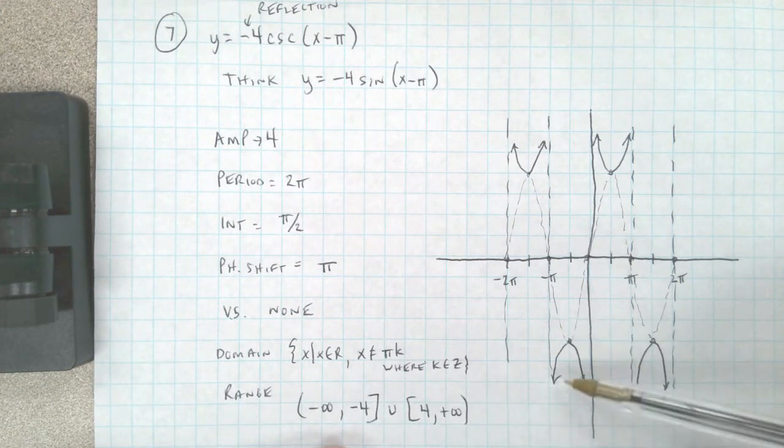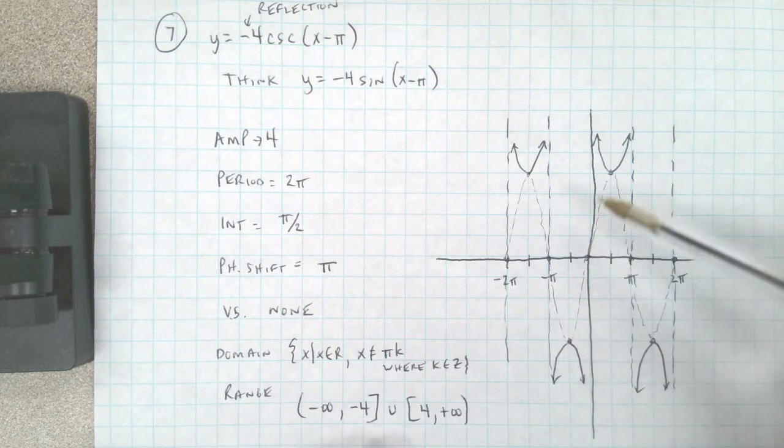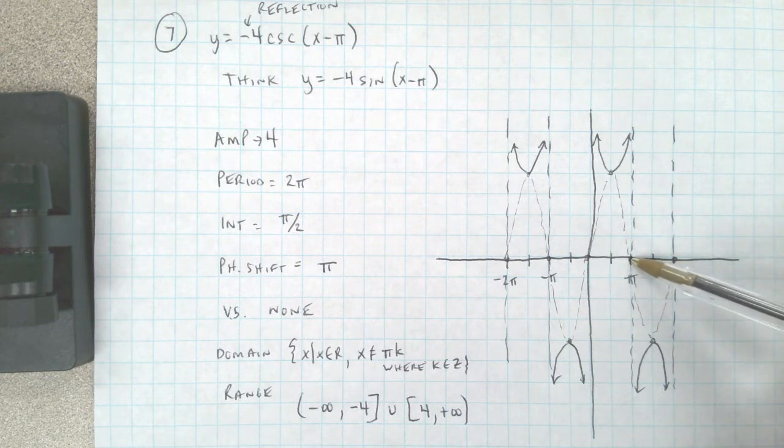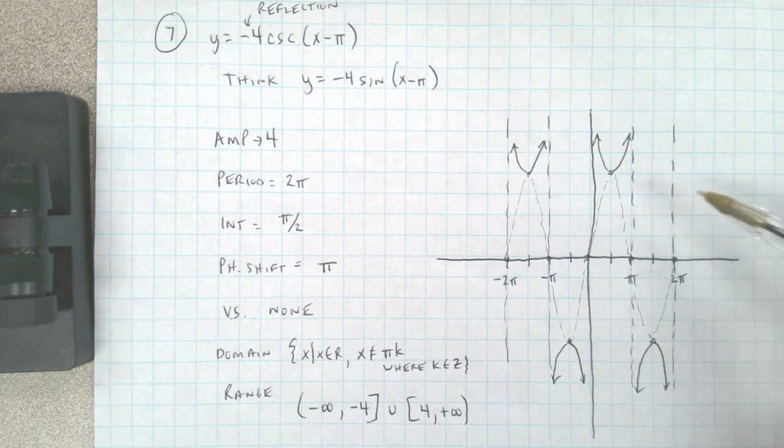The range goes from negative infinity all the way up to negative 4, union from 4 all the way to positive infinity. So again, because this is a reflection, remember the sine curve is going to go down first as opposed to going up first.